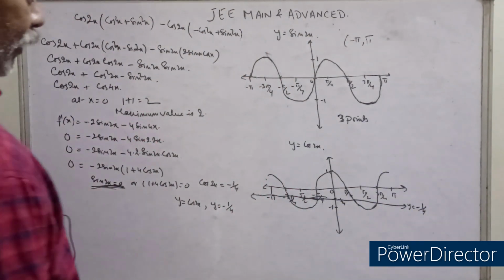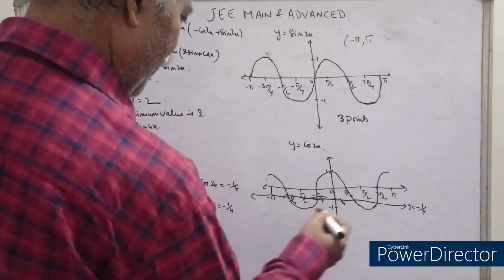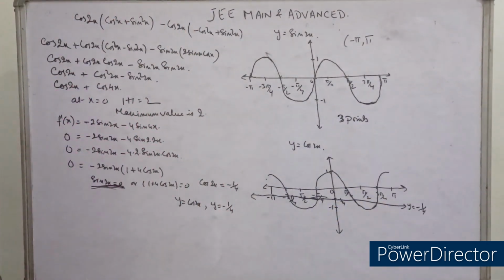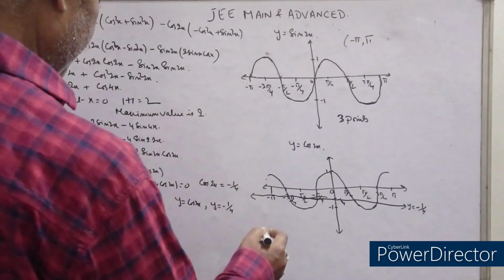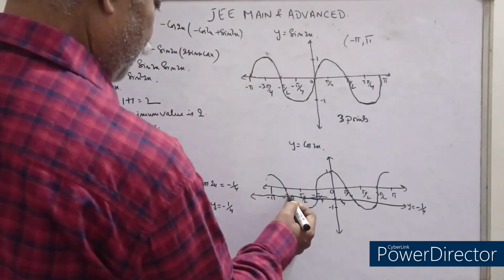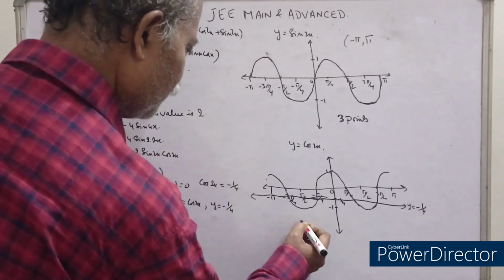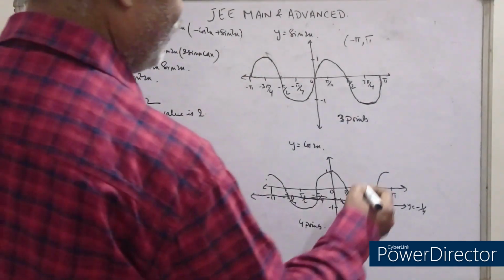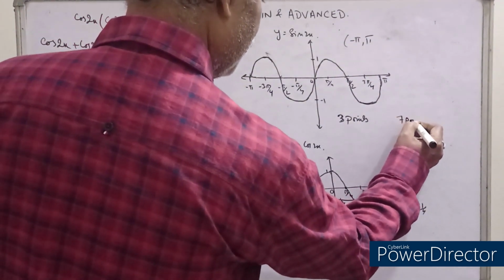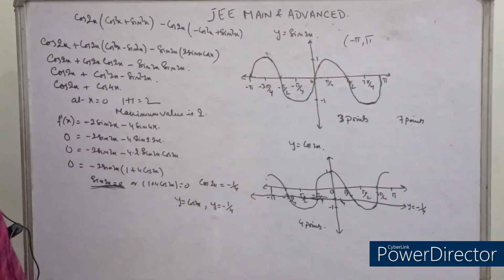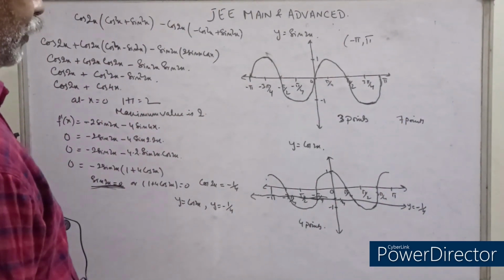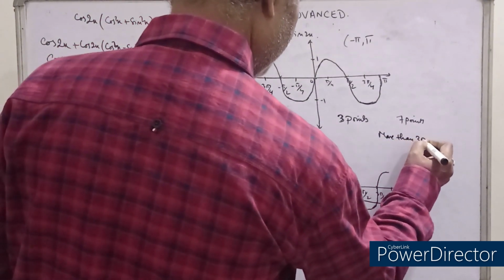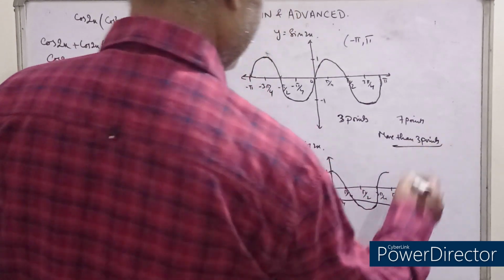So here we see within the interval minus pi to pi, there are 1, 2, 3, 4 points where your f dash x is 0. So here there are 4 points. All total we are going to get 7 points. So your option that more than 3 points will be the correct answer.